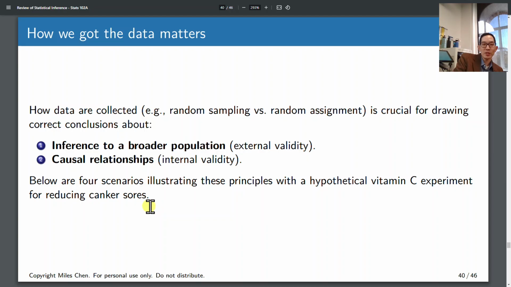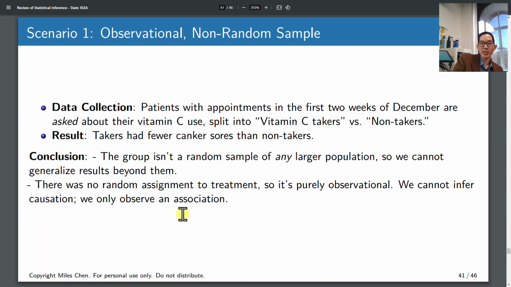Okay, so here are 4 scenarios for some hypothetical experiment where we ask about the relationship between vitamin C and reducing canker sores in the mouth. So one is, let's say we do an observational study and we don't have a random sample. Patients with appointments in the first 2 weeks of December are asked about their vitamin C use, and we collect our data.